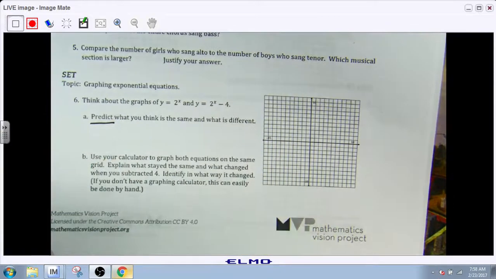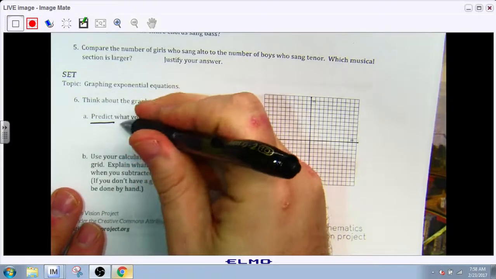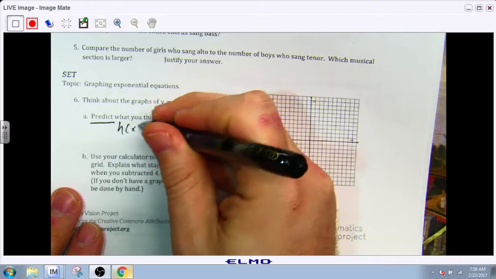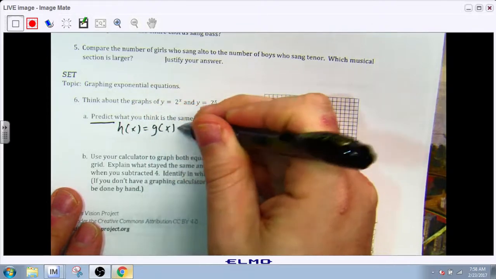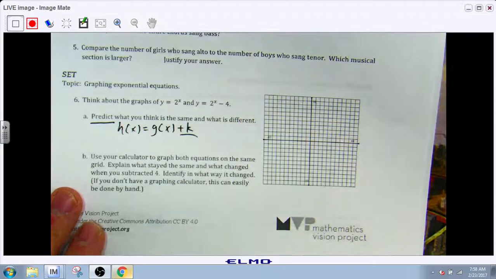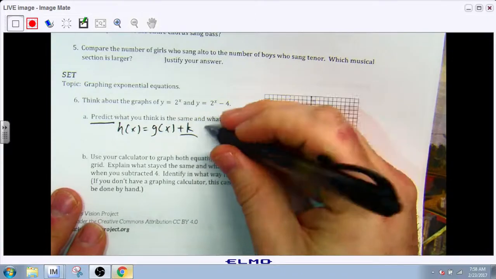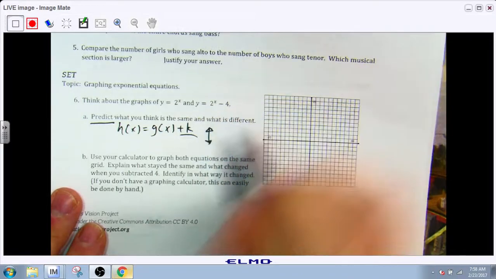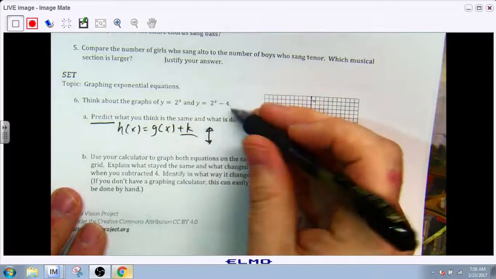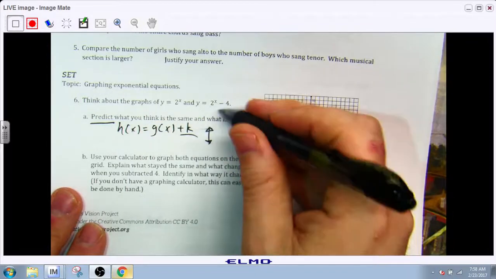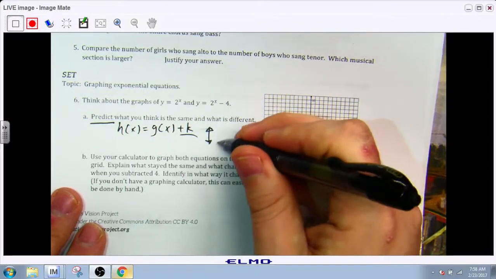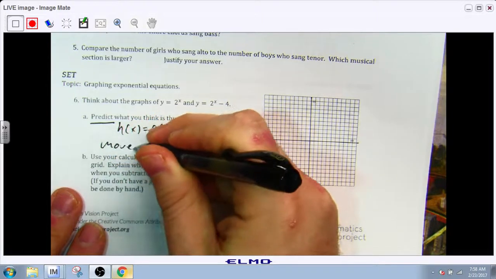What I want you to think about when we're doing this is remember that whole h of x equals g of x plus k. And remember what that k did. Whenever we would do that, we would end up with lines that were parallel. However, parallel only works with straight lines. So what's going to happen when we end up with exponential lines that are curved? Well, that k definitely moved us up or down. So I would predict that this minus 4 will cause this to be the same line, except it'll be moved down 4.